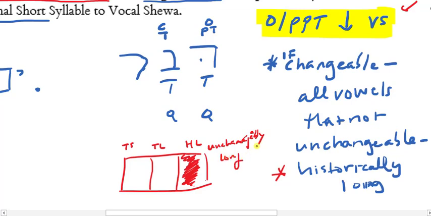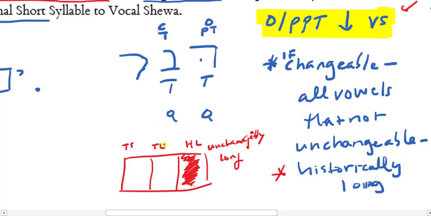That is to say, if they're unchangeably long, they can't reduce to vocal shavah. They can't even change to a short version of the vowel, if we need to turn them into what's called just a regular tone long vowel. They just stay put. They stay what they are. They don't change. They're like the bad guy that the young lady marries, thinking she's going to change him, and he never does. Okay, he is unchangeably long.